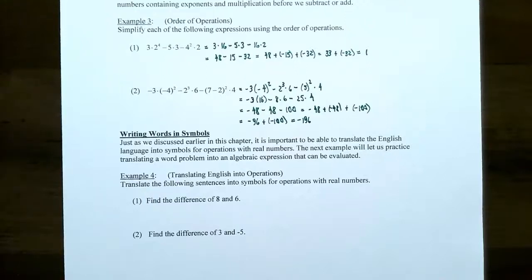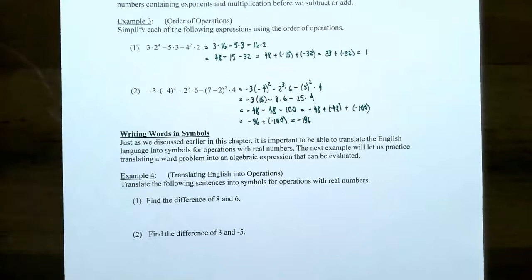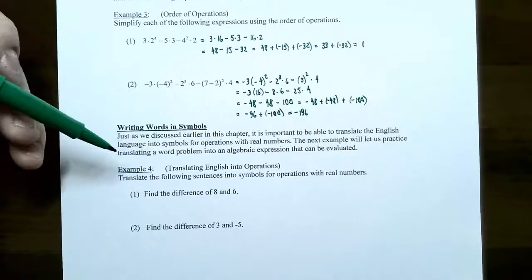So let's talk about writing words in symbols. There's going to be some problems that don't tell you the operation straight away. They may be using words like sum, difference in this section. So in the next example, we're going to practice translating a word problem into an algebraic expression, and then we can actually evaluate it. So example 4, translate English into operations.